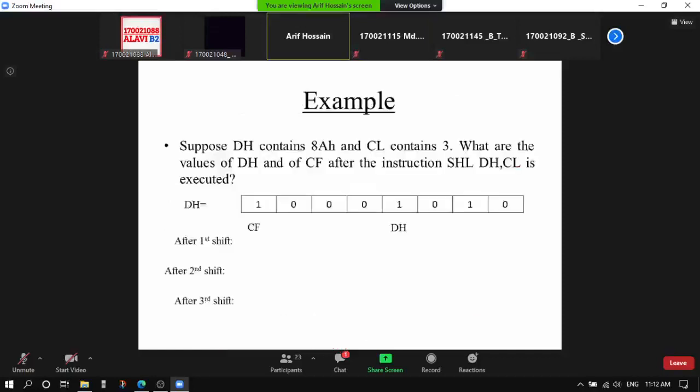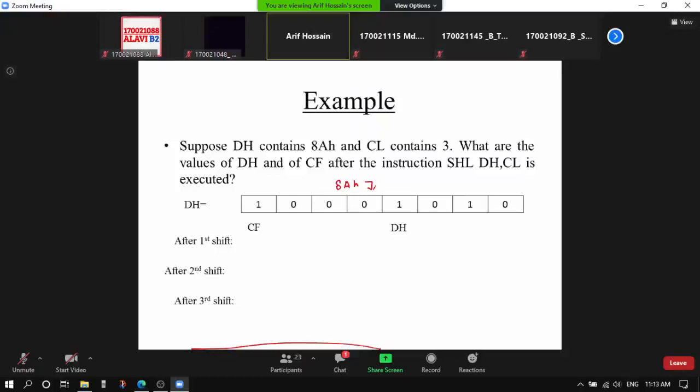So this is an example. Suppose DH contains 8AH. If you convert this hex into binary, this is what you get: 1 0 0 0 1 0 1 0. This is your binary form of 8AH. And CL contains 3.